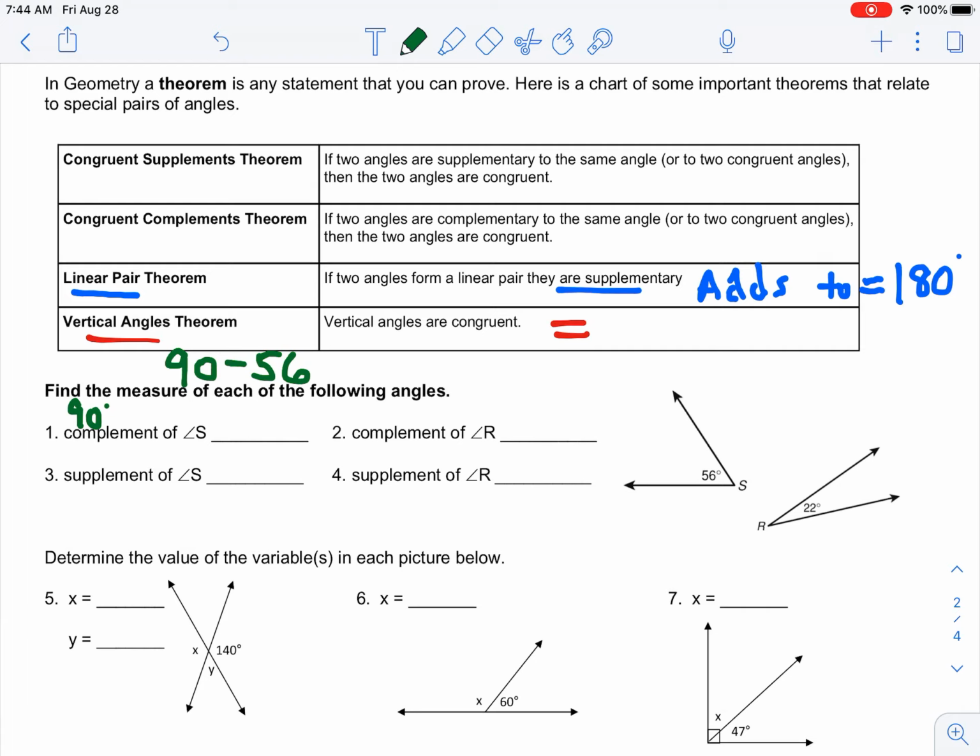Now again, we can do that because of the word complement. When we see that word complement, we want to think adds up to 90 degrees. If that's the case, then we're left with 34. All right, let's go to number 2. Number 2 says find the complement of R. So again, once I see the word complement, I'm thinking add to 90 degrees. Well, if R is 22, then to find the missing angle, I'm going to take 90 minus 22 to find my answer because it used the word complement. If I do that, I get 68 degrees.